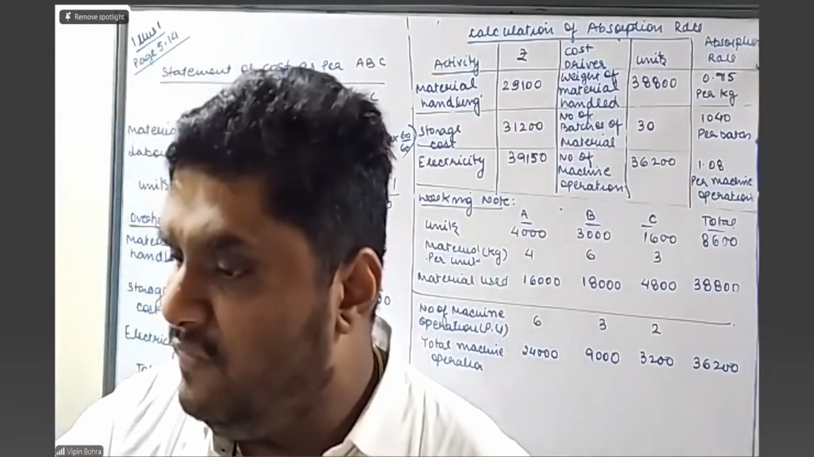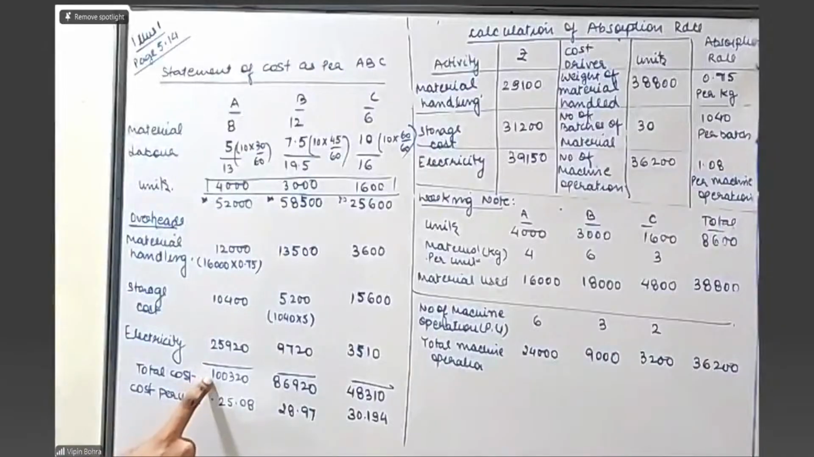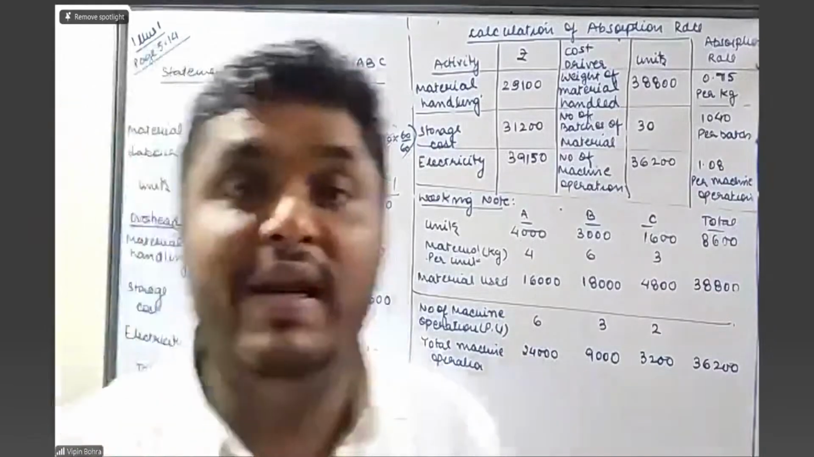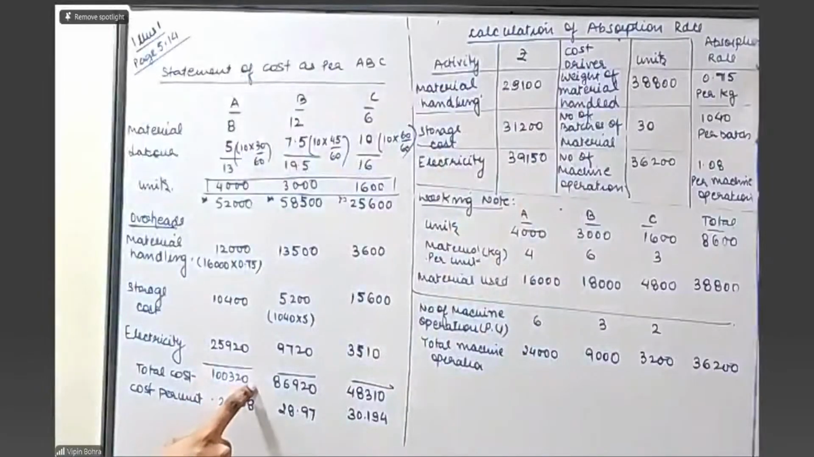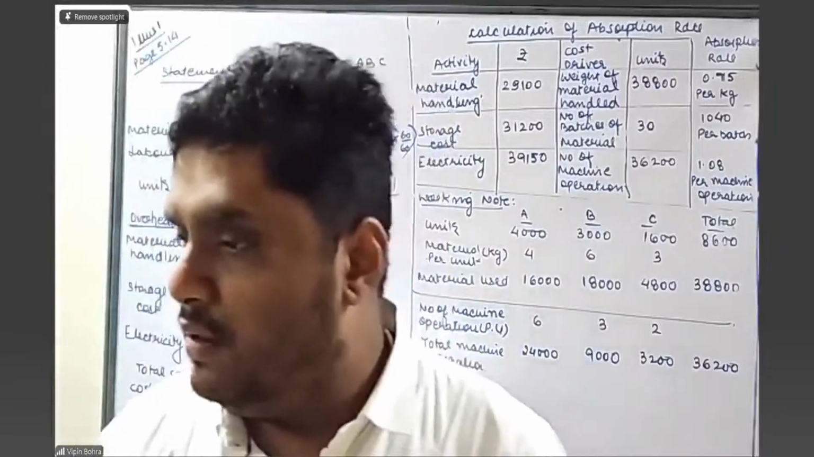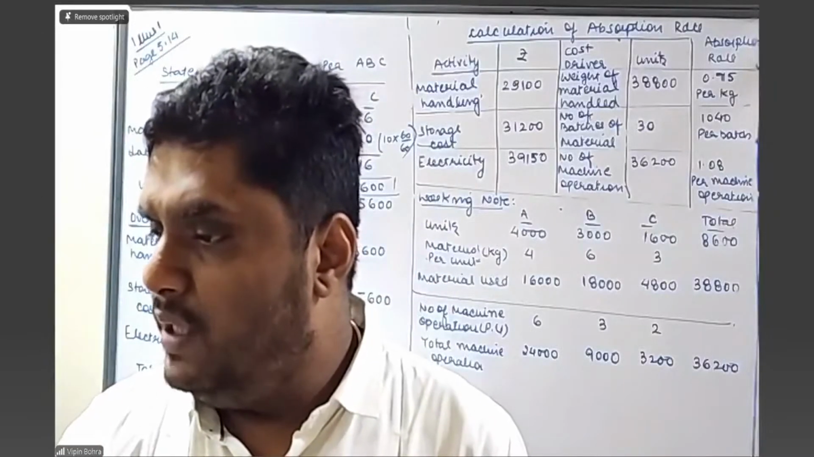Meenu Kumari, 25.08. How did you get it? See, Meenu, this is my total cost. If we divide it by units, we will get the cost per unit. So my total cost is 1,00,320 divided by the number of units. We will get the cost per unit. I hope it is clear now, Medha.